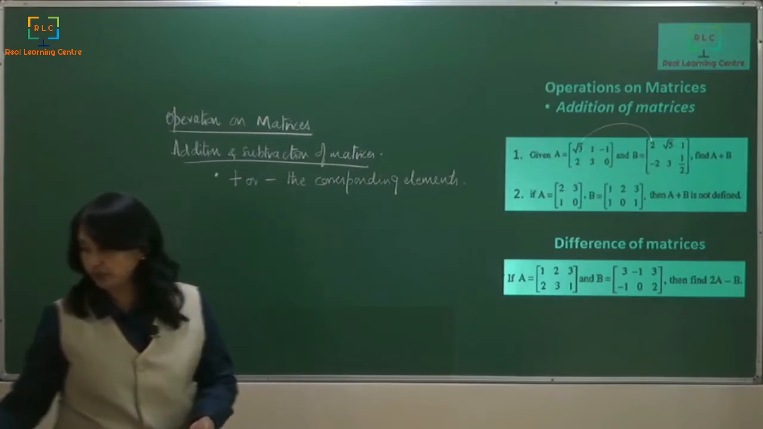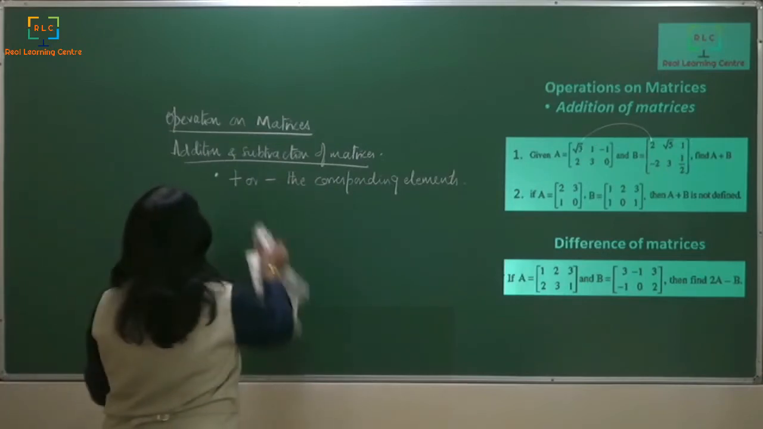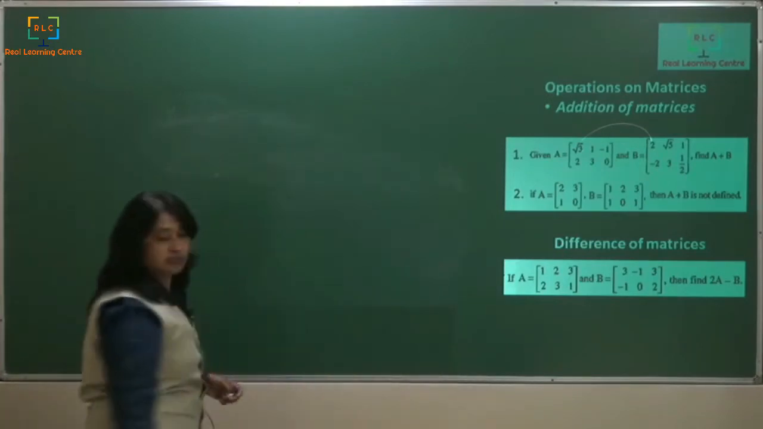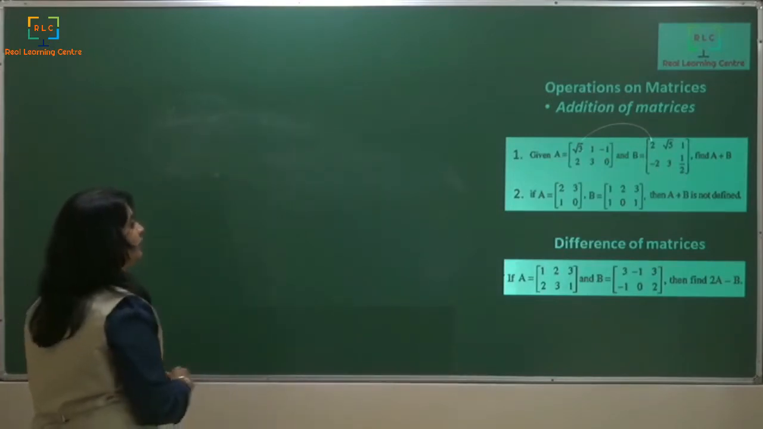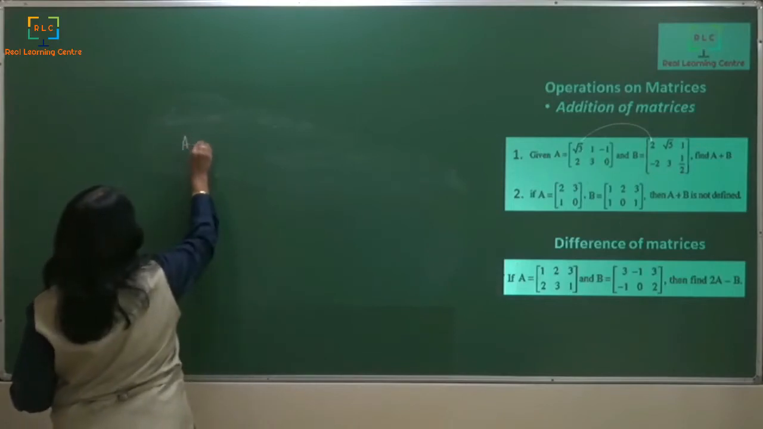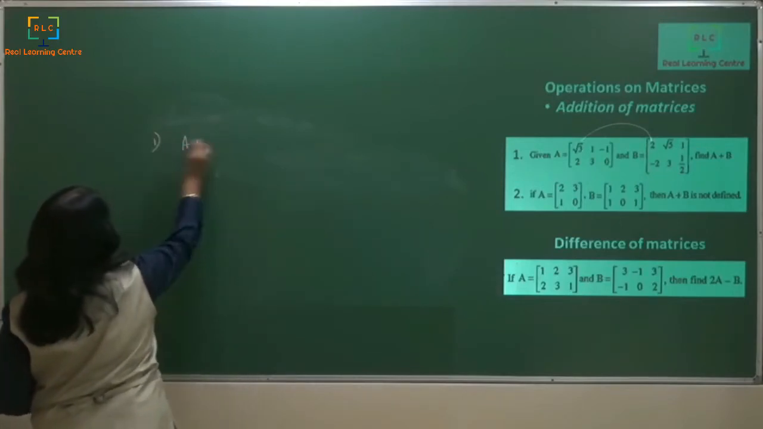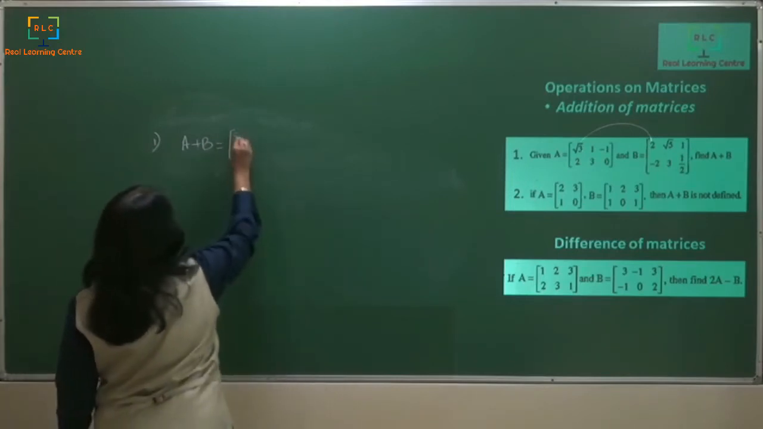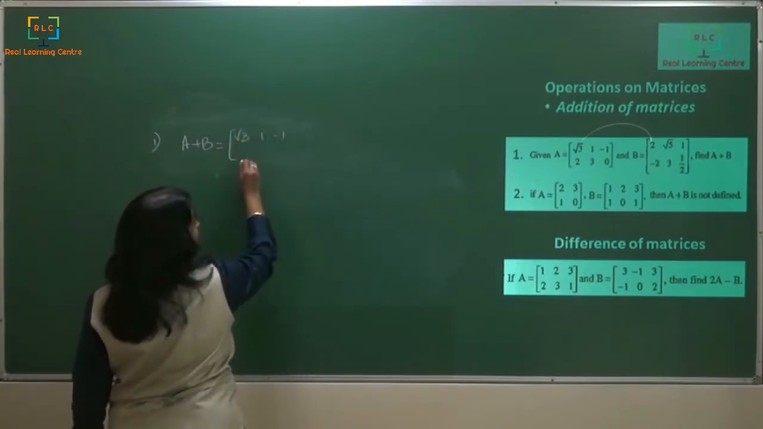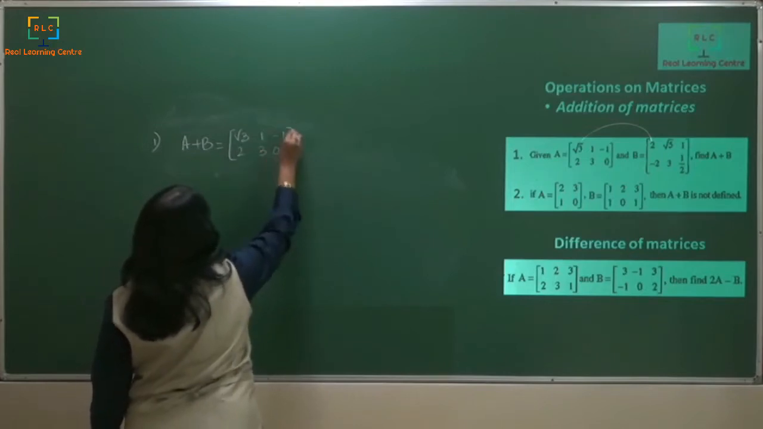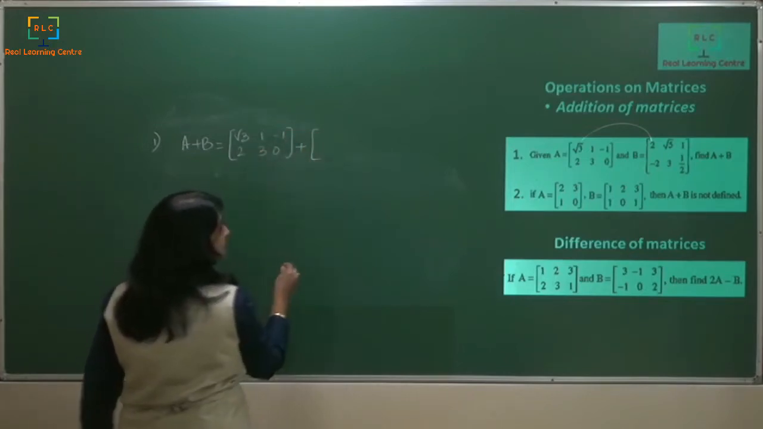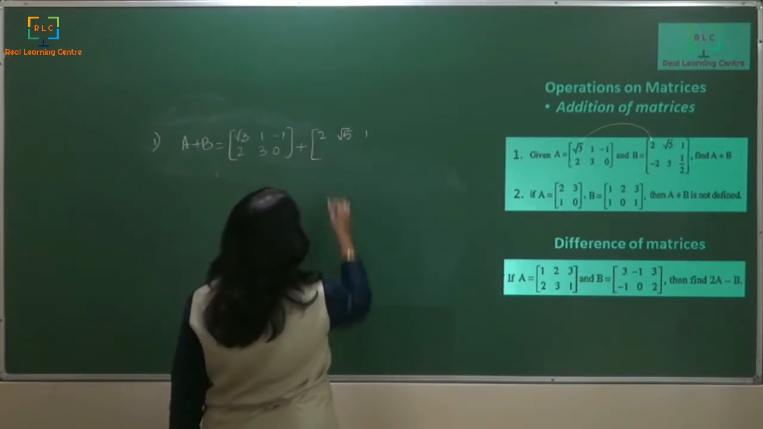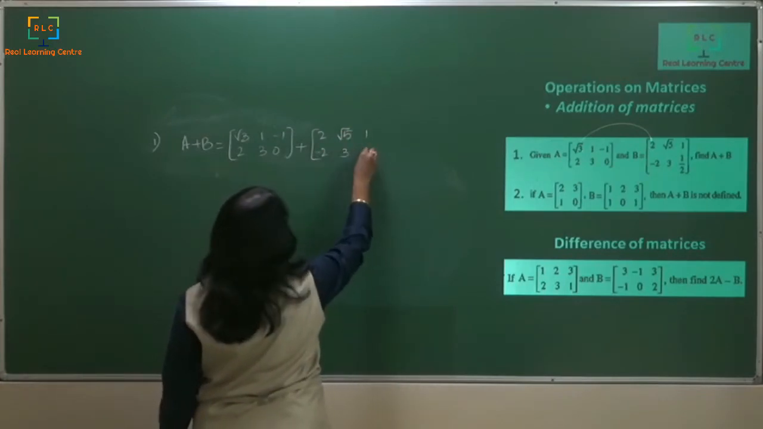Now when we do the problems, that will be quite clear. So we are going to the problems that are visible here. Question number 1, I will directly take A plus B. This is question number 1. A plus B will be equal to root 3, 1, minus 1, 2, 3, 0 plus 2, root 5, 1, minus 2, 3, 1 by 2.